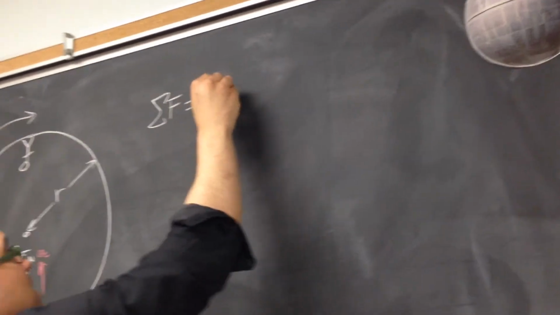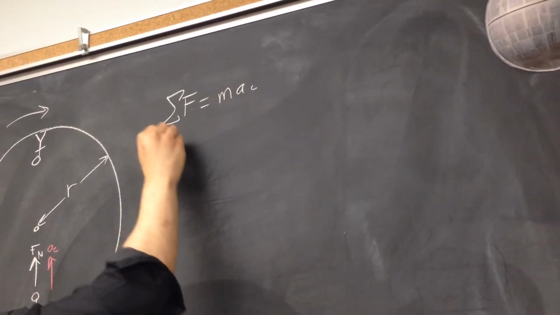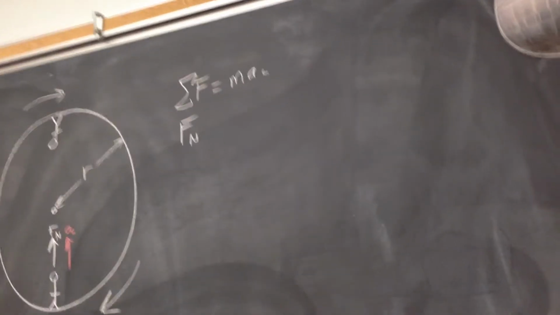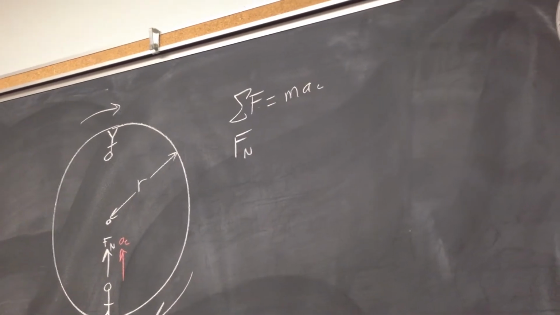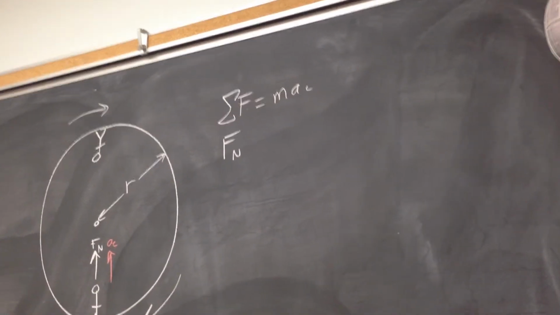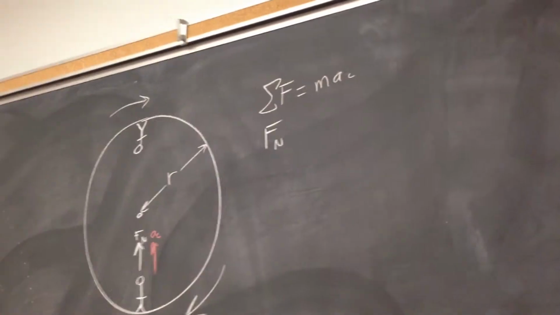Diagram, free-body diagram, apply Newton's second law. So Newton's second law says the sum of the forces is the mass times the acceleration, which is centripetal. That would be normal force. The thing you need to know here is what kind of gravity are we getting on this space station? Are we getting Earth-like gravity?